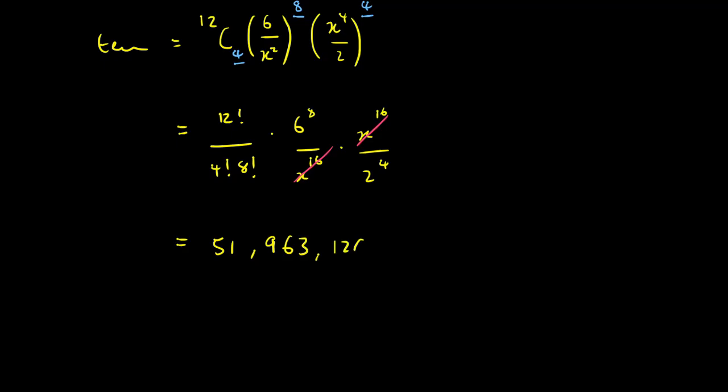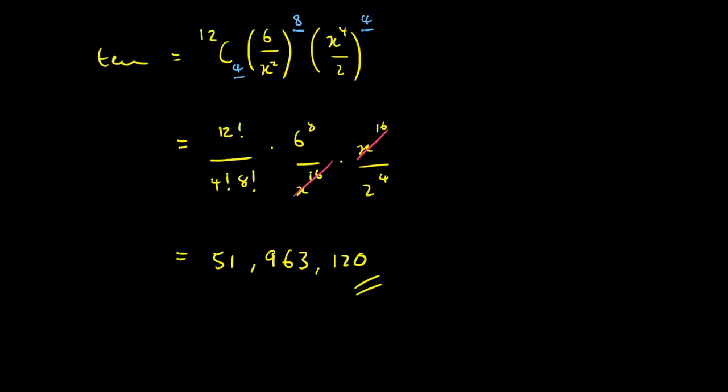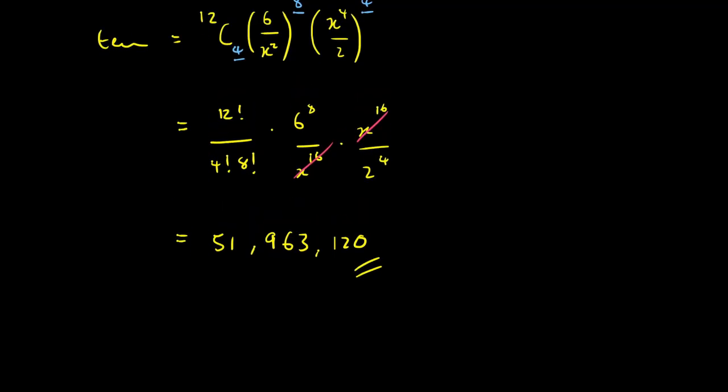51,963,120. My goodness. Now that the Cambridge guys have split this into calculator and non-calculator paper, they really are having absolutely ridiculous numbers. But never mind. Is that the answer? Let me just double check. Yeah, 51,963,120. So that's the answer.